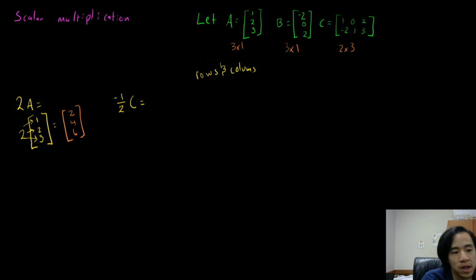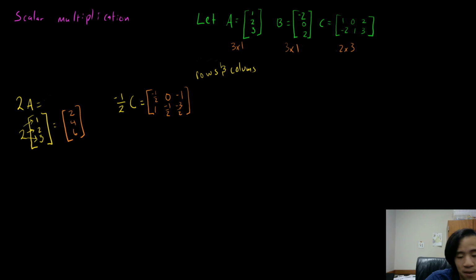So of course you can also extend this to fractions and other matrices. We have -1/2 C. So if you take a look at C over here, -1/2 times 1, that's just -1/2. -1/2 times 0, that's 0. -1/2 times 2, that's -1. -2 times -1/2 is 1. 1 times -1/2 is -1/2. And -1/2 times 3 is -3/2. So again, you just multiply every single element by the number.